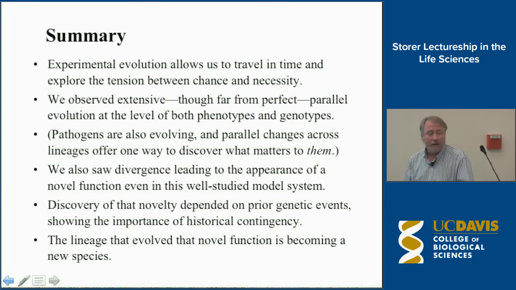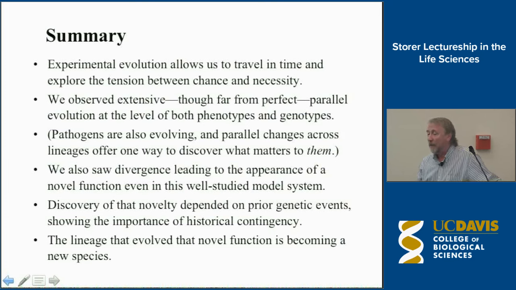So, to summarize, experimental evolution is, I think, a lot of fun. I enjoy it because it lets us do this sort of travel in time that we all dream about, that so much science fiction is about. We can, at least in this very small little world, instantiate that process and explore the tension between chance and necessity. In this experiment, we observed a lot of parallel evolution. I emphasized how much we observed, but maybe I overemphasized that. It's far from perfect, but there's nonetheless this clear signal that natural selection is very powerful at fishing out the same relatively rare events, if they confer enough of a benefit, and allowing evolution to proceed along similar paths.